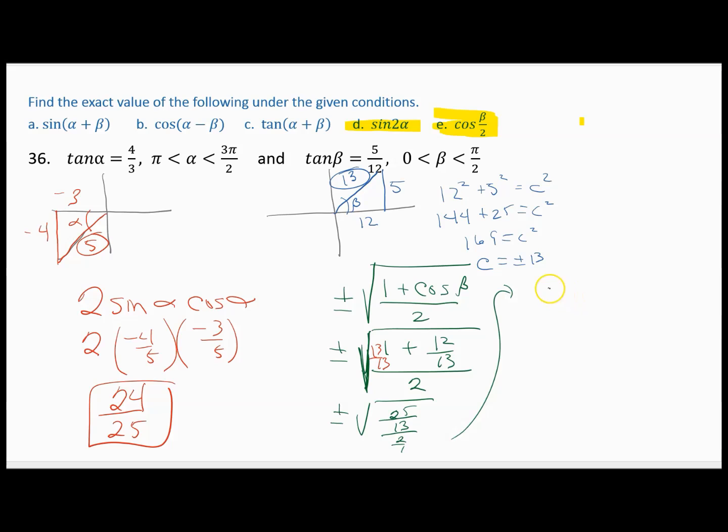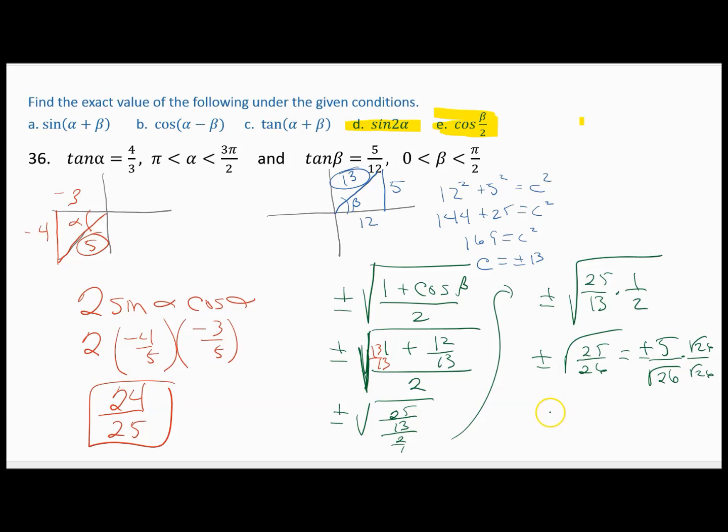This is going to be 25 over 13 divided by 2 over 1. Come up here and finish. That's plus or minus the square root. So that's 25 over 13 times 1 over 2, which is plus or minus the square root of 25 over 26. Now, the square root of 25 we know is 5, so that's plus or minus 5 over the square root of 26. Then we could rationalize by multiplying by the square root of 26 over the square root of 26. So I have plus or minus 5 square root of 26 over 26.